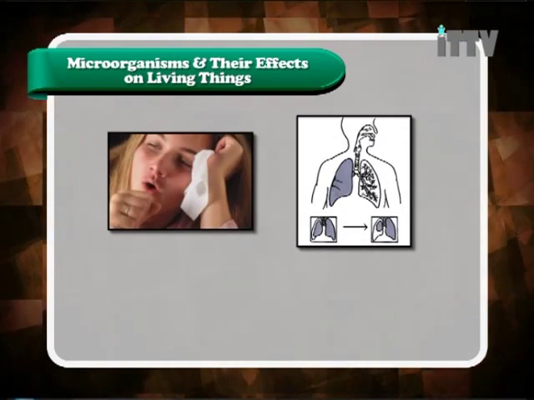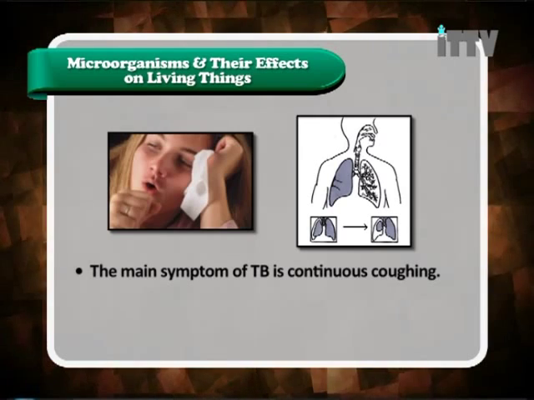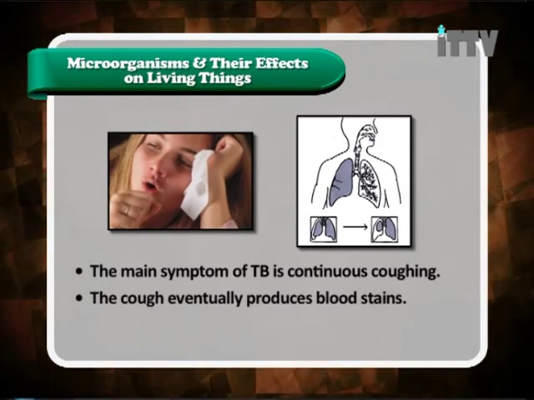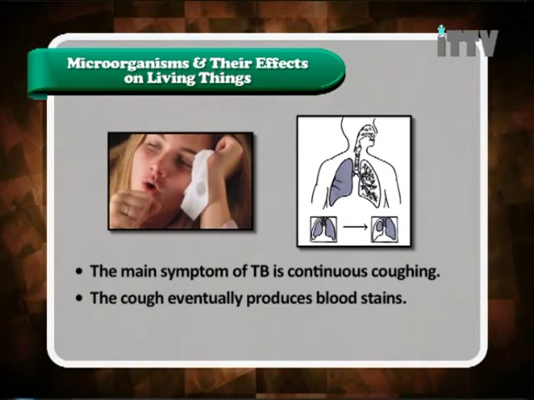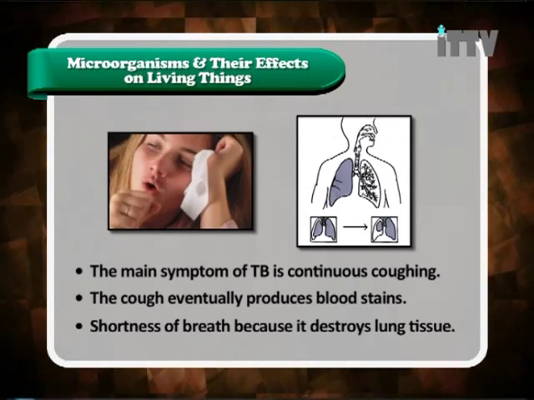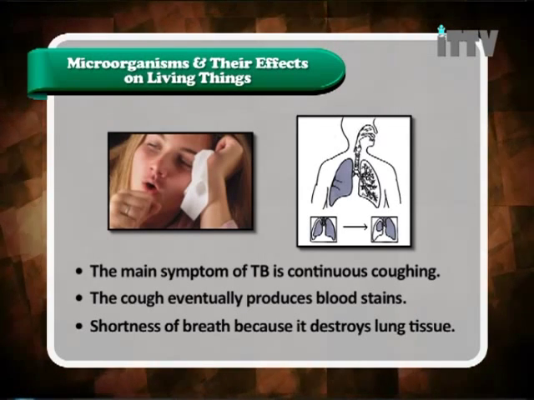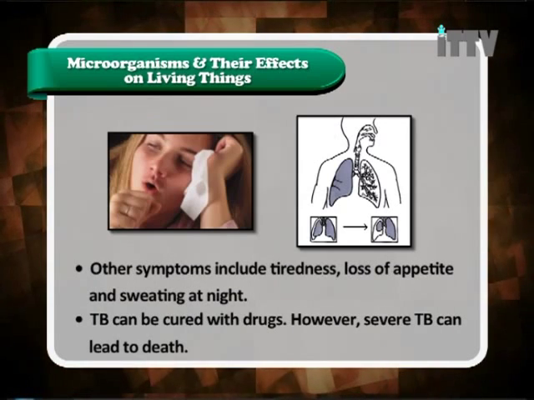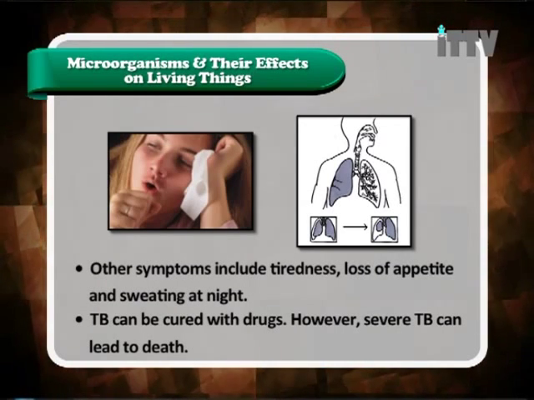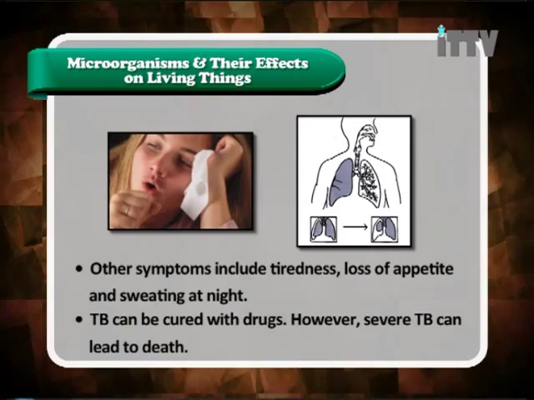Symptoms of TB. The main symptom of TB is continuous coughing. The cough eventually produces blood stains. Shortness of breath because it destroys lung tissue. Other symptoms include tiredness, loss of appetite, and sweating at night. So normally what we know is, as soon as a person coughs and it actually has blood stain on the cloth itself, automatically we presume that he has TB.